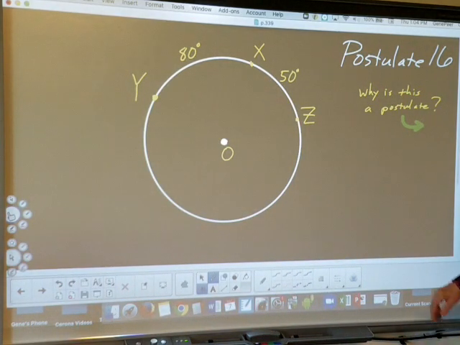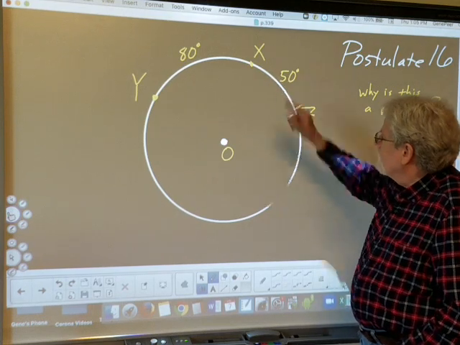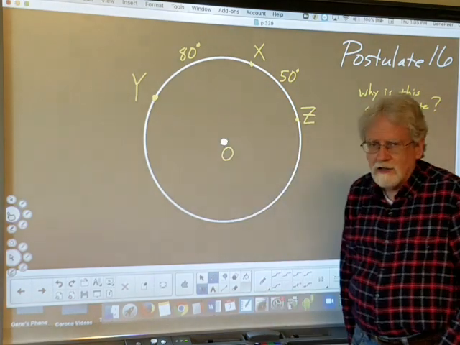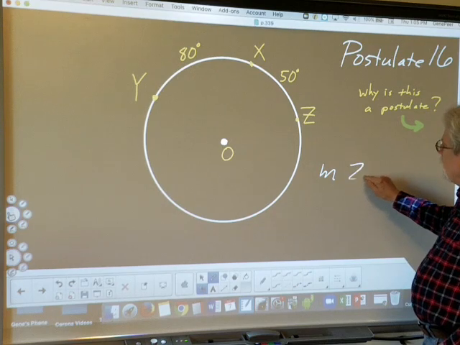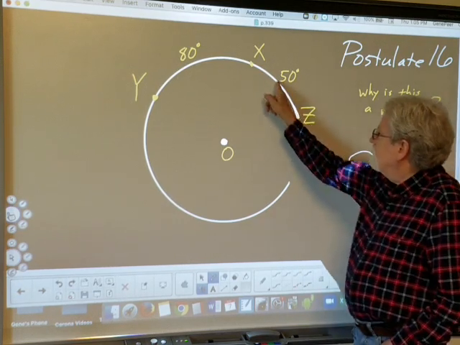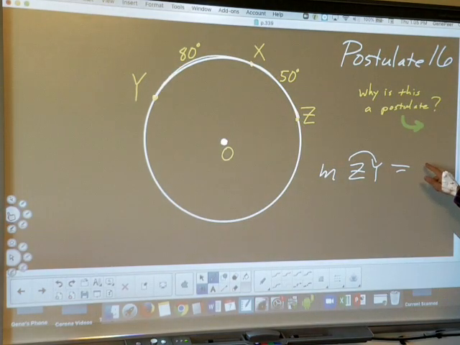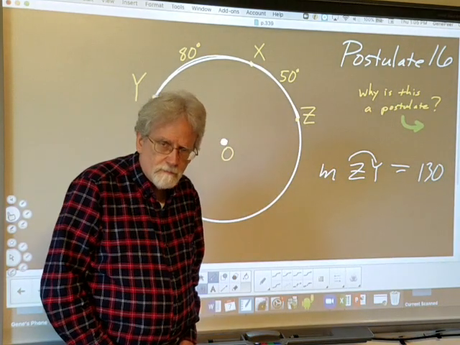Postulate 16 says that if arc XZ is 50 and arc XY is 80, guess what the measure of arc ZY is? It'll be 50 plus 80, which is 130. Kind of reminds you of angle addition. This is called arc addition.